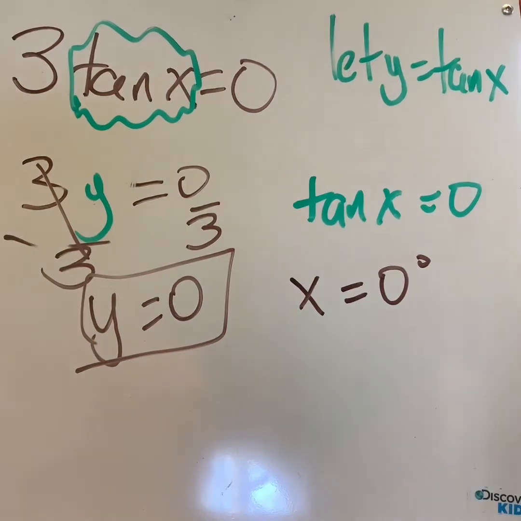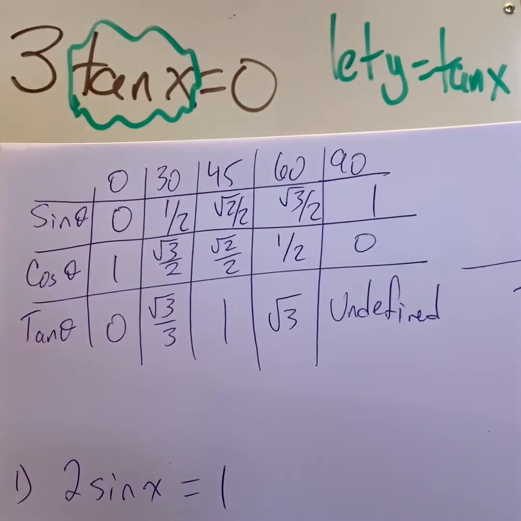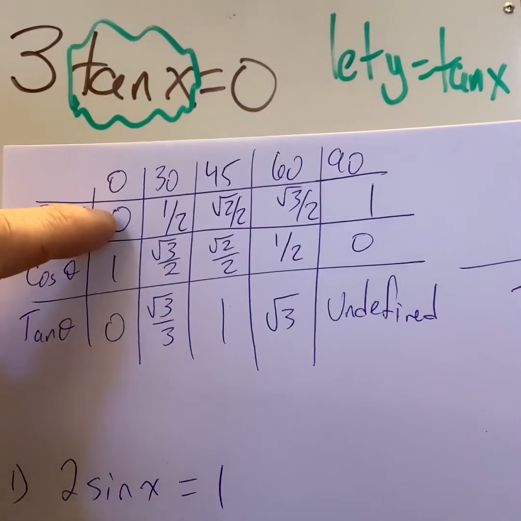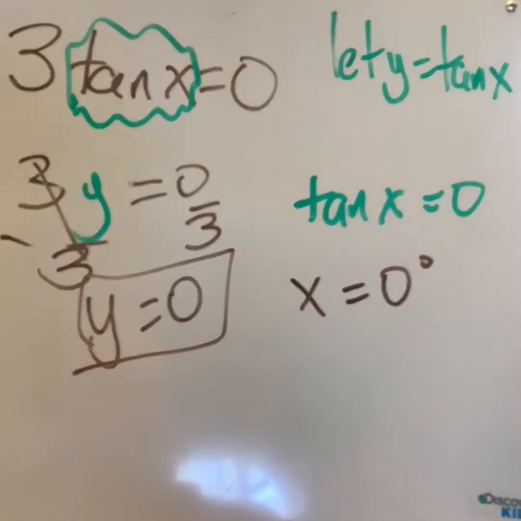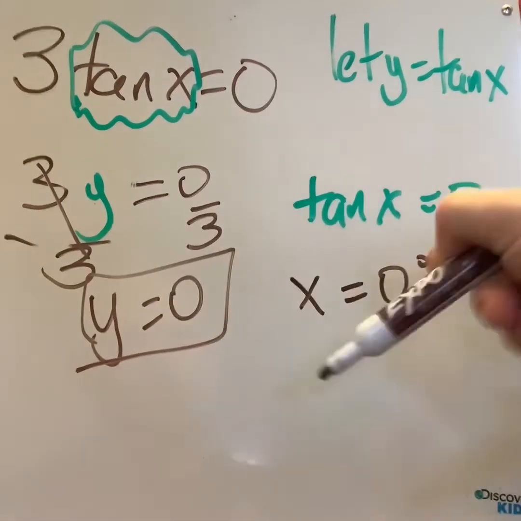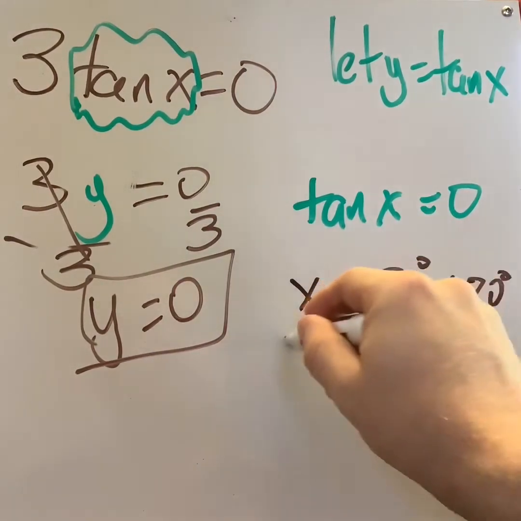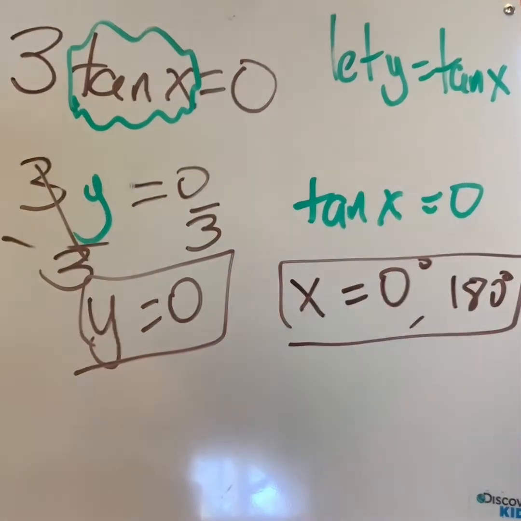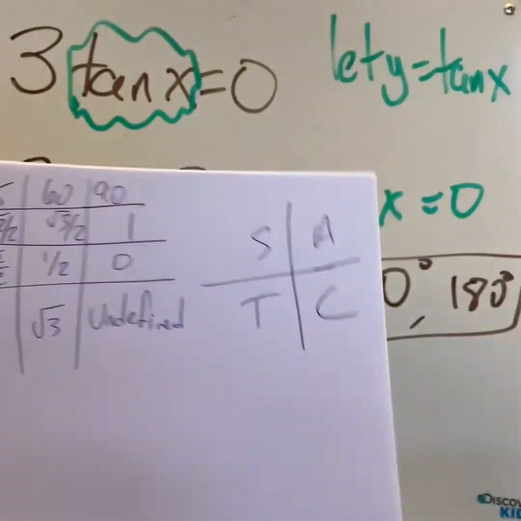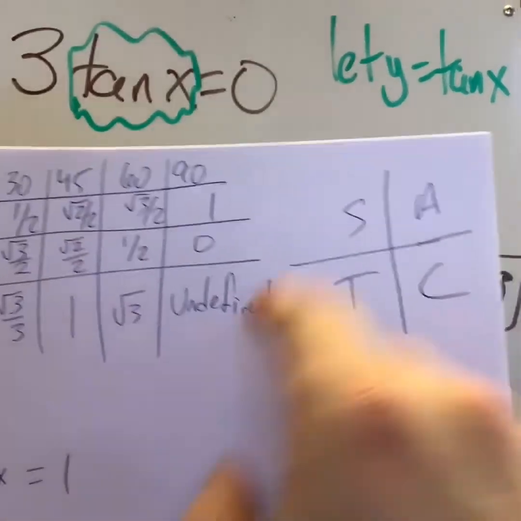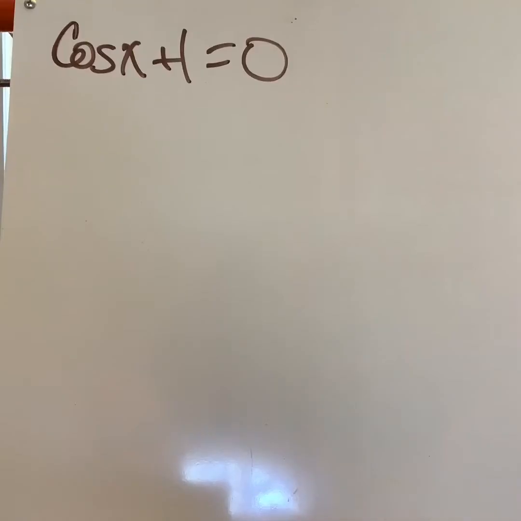We know that tangent is 0 when sine is 0. Sine is 0 at 0 degrees, and also at 180 degrees. So in addition to being 0 degrees, it's also going to be 180 degrees. Because at 90 and 270 we are undefined, since that's when cosine is equal to 0. So it's not 90 and 270, it's just going to be 0 and 180.